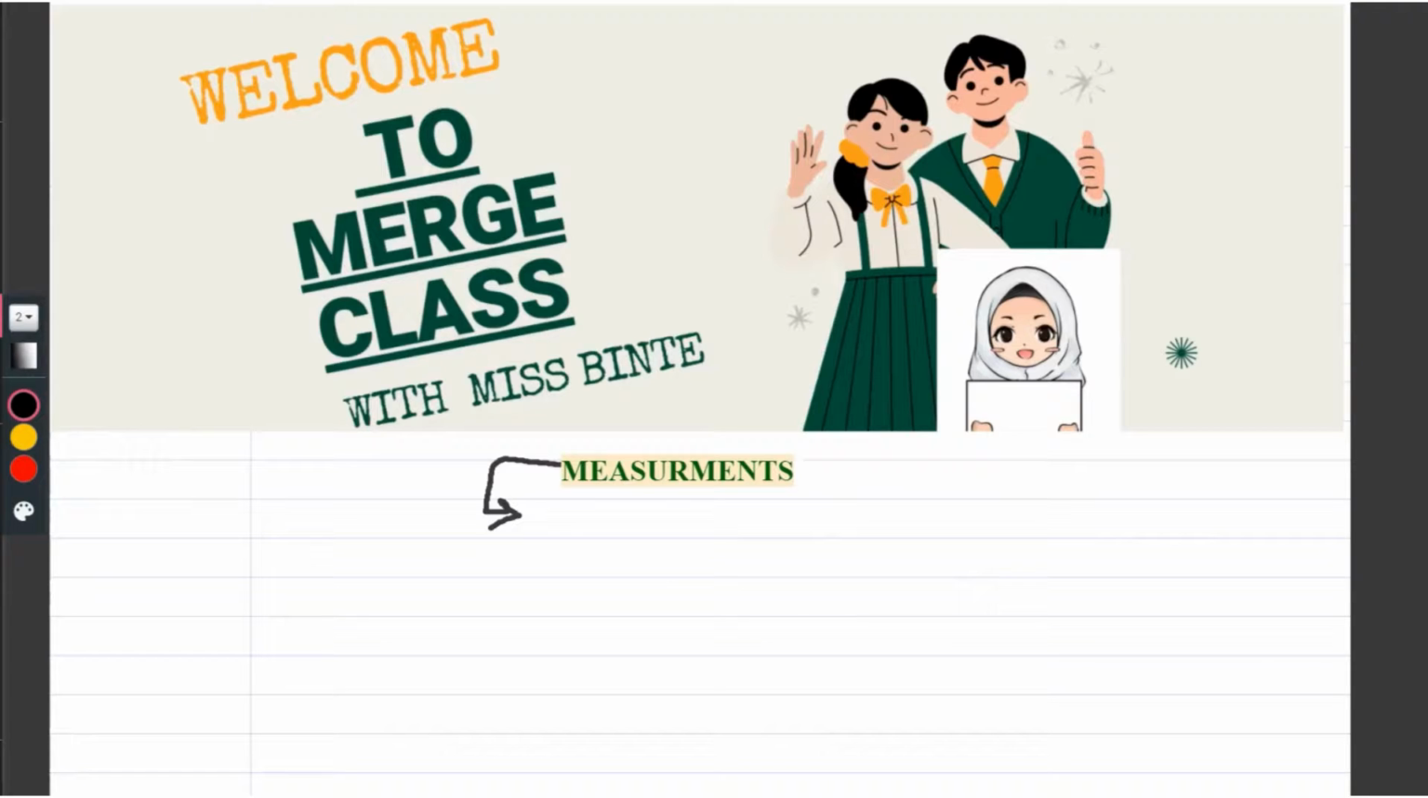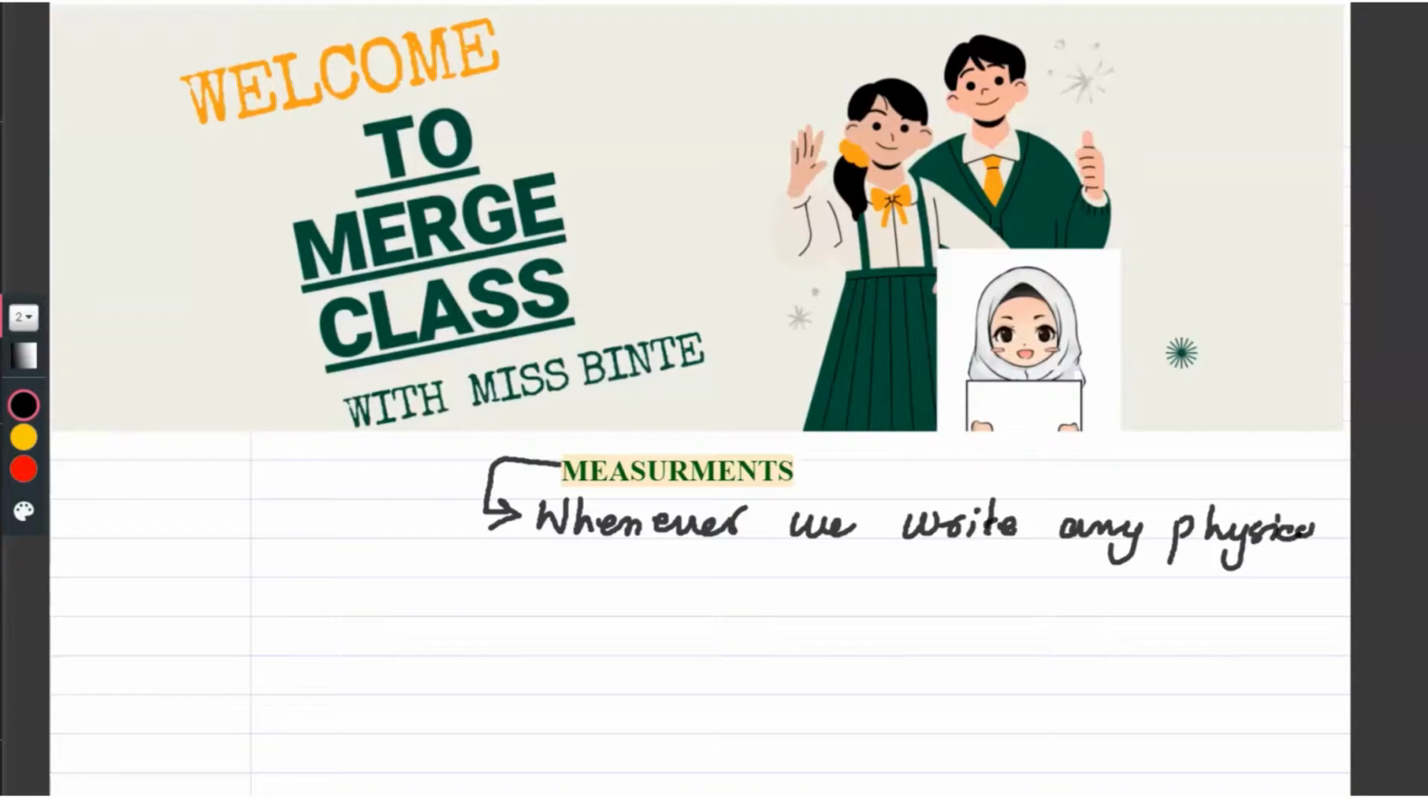So this term measurement, which I have seen a lot of students cannot answer, simply means that whenever we write any physical property in number, that's it, property in number. This is what measurement is, simply. Then you will ask, Miss Binte, what is a physical property? Physical property means anything we talk about when we are talking about any property of an object.